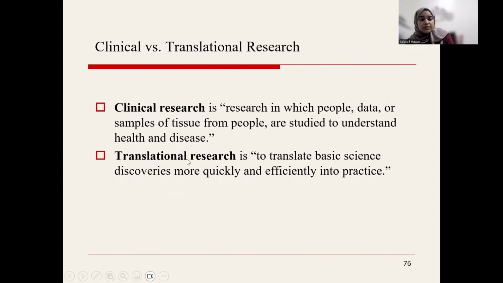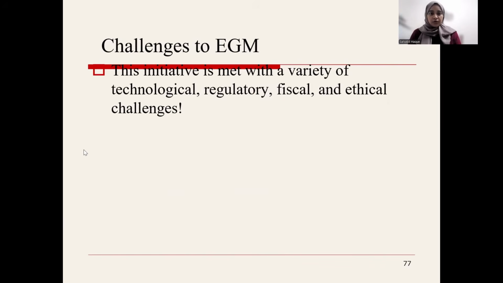So then clinical versus translational research, this is more of a definition. Clinical research is when it involves people, data, or samples of tissue. And translational research is basically basic science research that you are kind of translating to clinical practice. So that's like doing studies on rats and then transferring that data to humans. Okay, that's translational research. Okay.